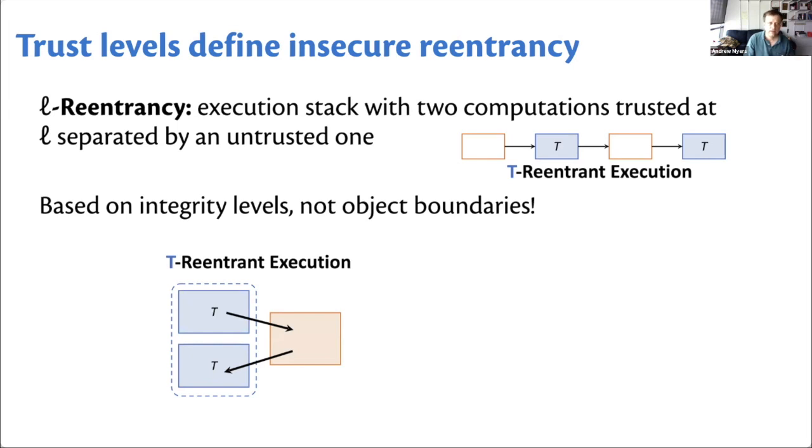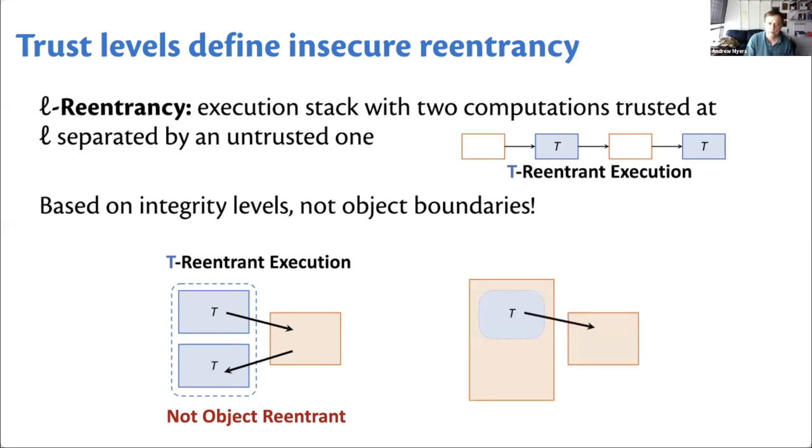And even though we have a flow of control here that's going from T into untrusted code and back into T, which we would consider to be T reentrant, and indeed can be exploited to create reentrancy-based vulnerabilities. So we would consider that reentrant at integrity level T, but it's not what we call object reentrant, which is the kind of notion that most people have previously used for defining reentrancy.